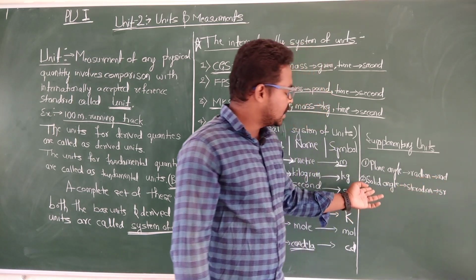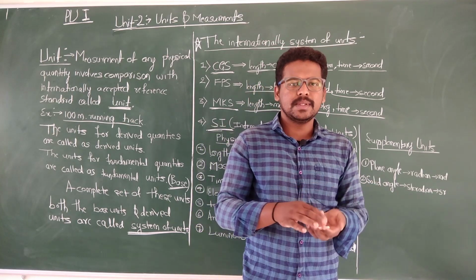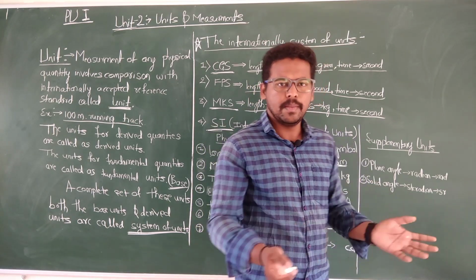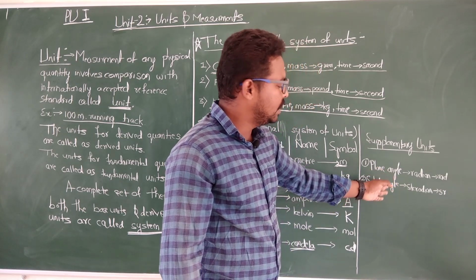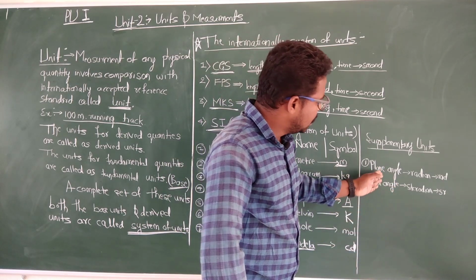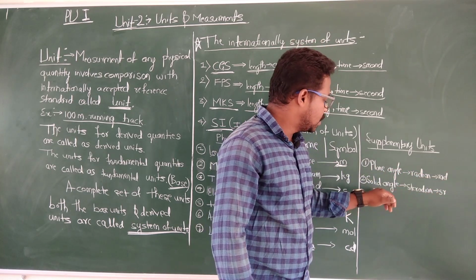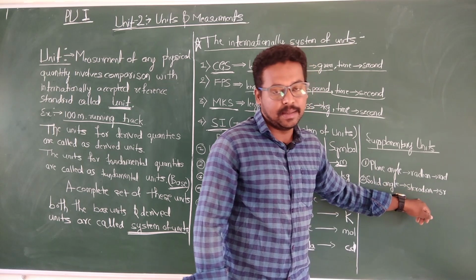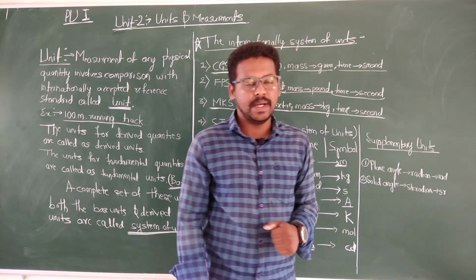Then the next one is solid angle. In plane angle we just have to measure the angle. We will define these two in this class only. So plane angle is radian, rad, and solid angle is steradian, sr. Steradian means sr. Okay, is it clear? I think everything is clear.